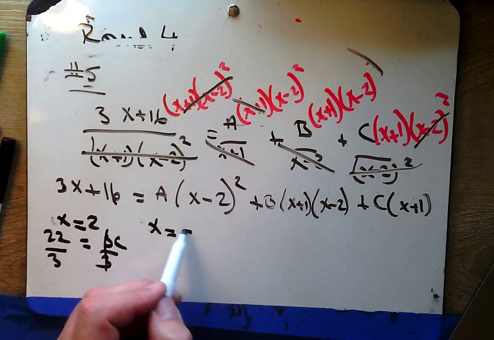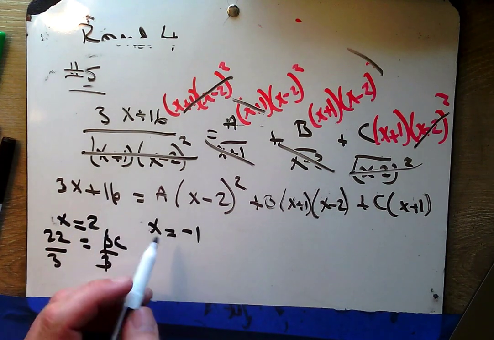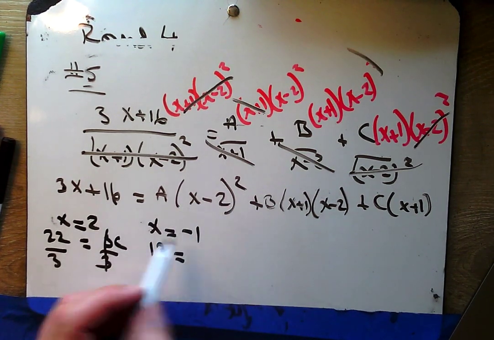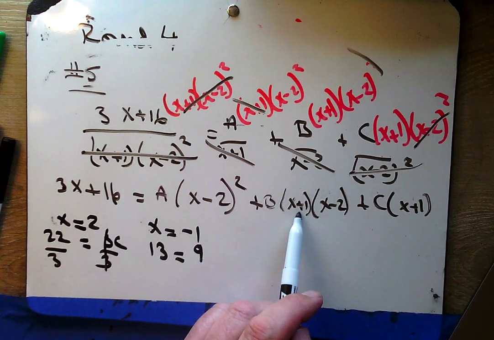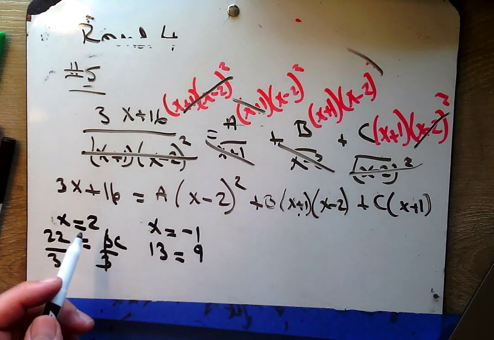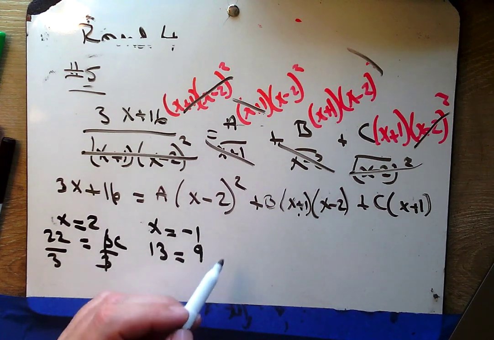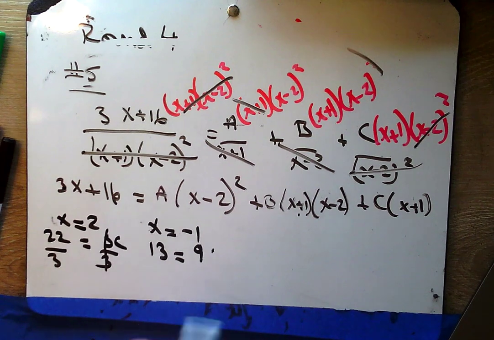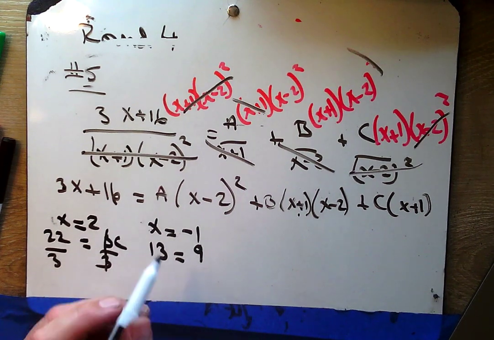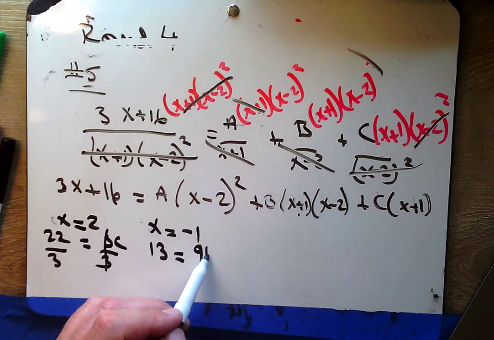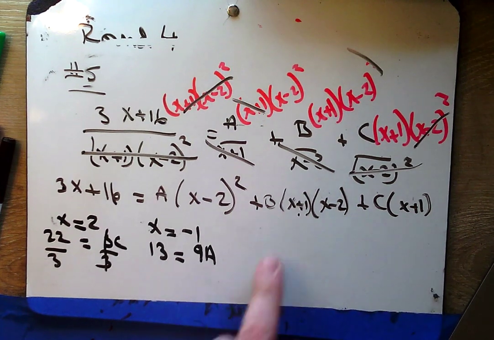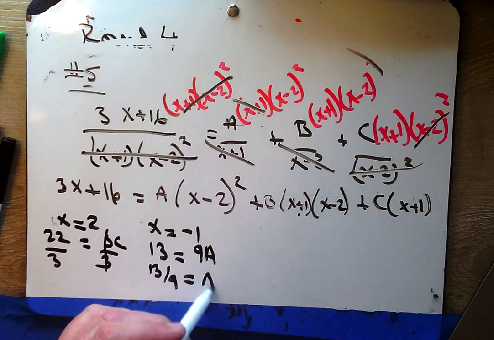Now, what if x is equal to negative 1? Well, over here, negative 3 plus 16 is 13. Here, negative 1 minus 2 is negative 3. Negative 3 squared is 9. Negative 1 turns this into 0. Negative 1 turns this into 0. Hold that thought a second. I was plugging in negative 1. I lost the a. 9a. And then I plugged in a negative 1 and these went away. Okay, so then 13 ninths is our a value.